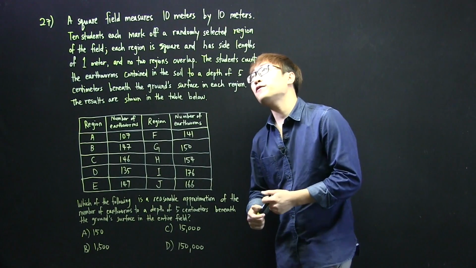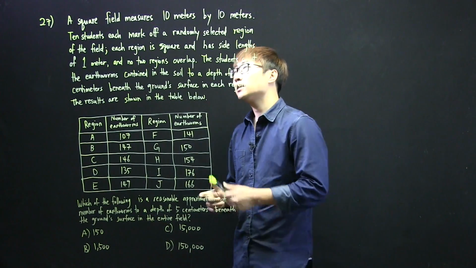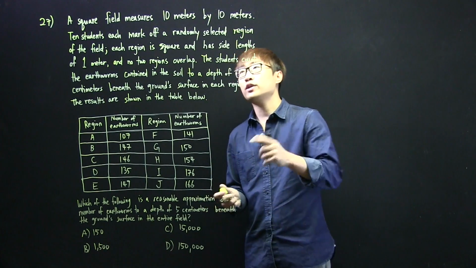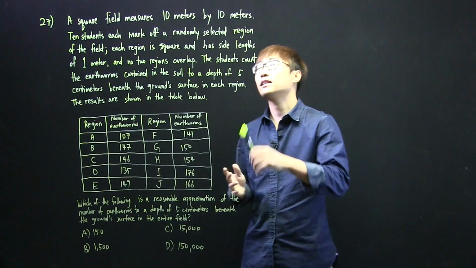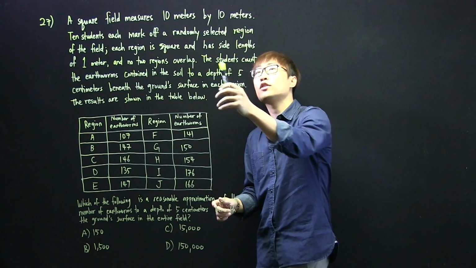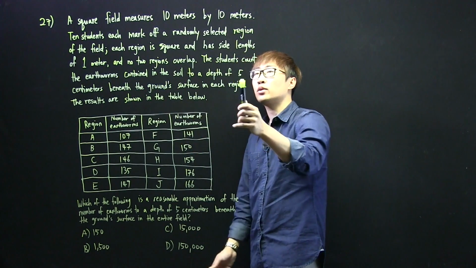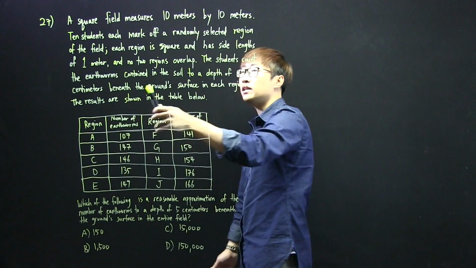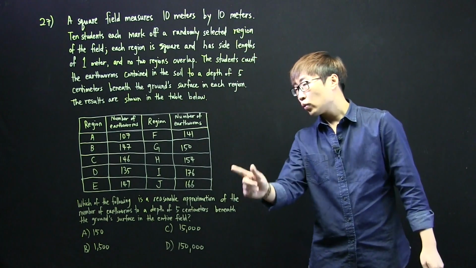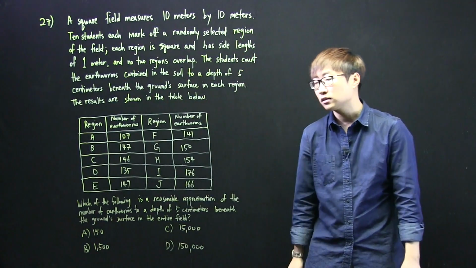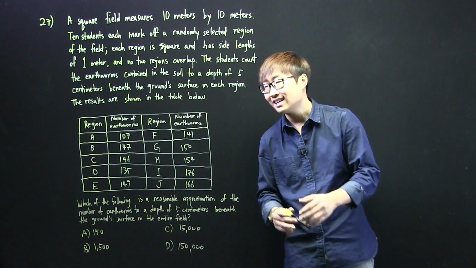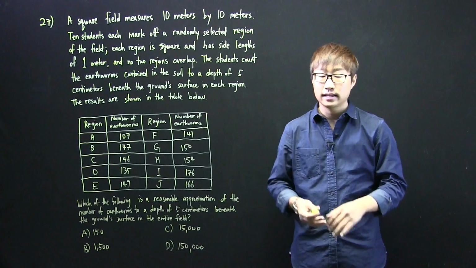27. A square field measures 10 meters by 10 meters. 10 students each mark off a randomly selected region of the field. Each region is a square and has side lengths of 1 meter, and no two regions overlap. The students count the earthworms contained in the soil to a depth of 5 centimeters beneath the ground surface in each region. The results are shown in the table below. Which of the following is a reasonable approximation of the number of earthworms to a depth of 5 centimeters beneath the ground surface in the entire field?